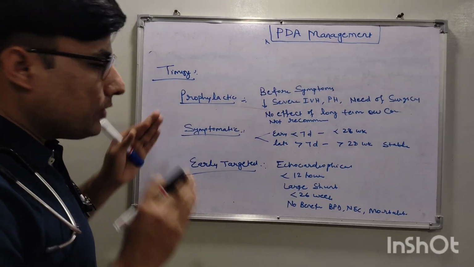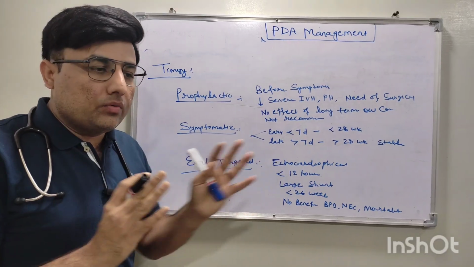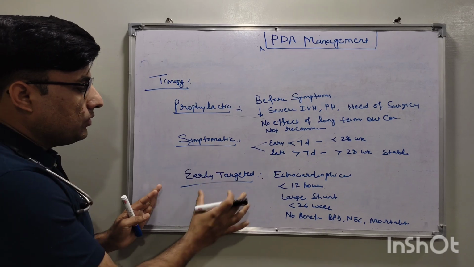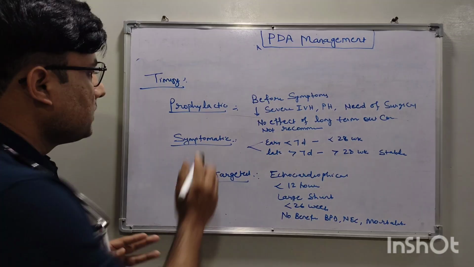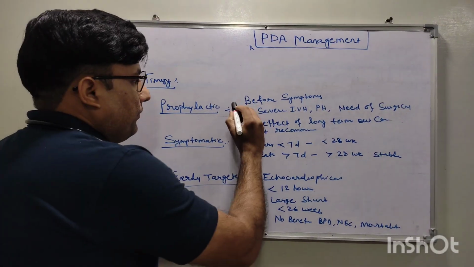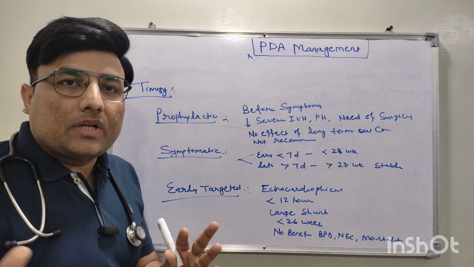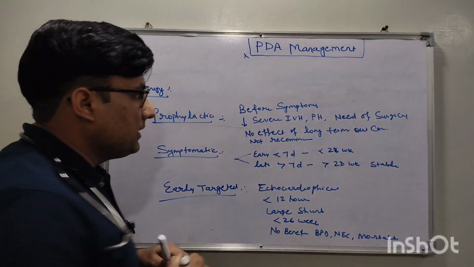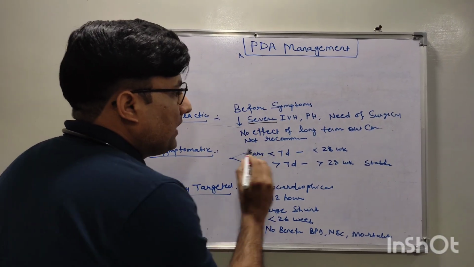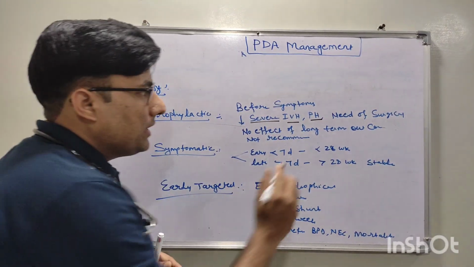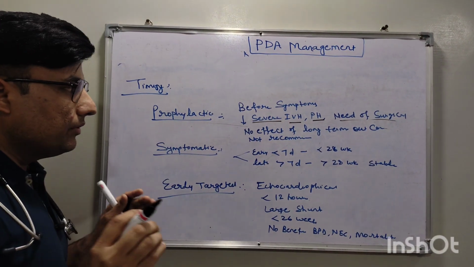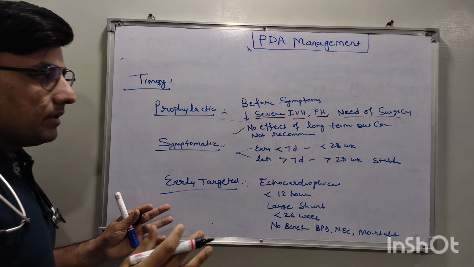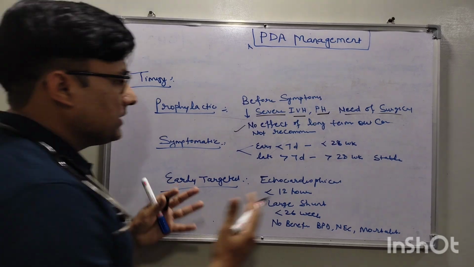Next, coming to the appropriate timing of PDA closure, when to close the PDA. Three approaches are there. First is prophylactic closure, symptomatic closure and early targeted approach. Prophylactic closure means we are closing the PDA before the start of symptoms. There are no symptoms of the PDA, still we are closing it prophylactically. It reduces the risk of severe IVH, reduces the risk of pulmonary hemorrhage, and the need for surgical closure is also reduced. But it has no effect on long-term outcomes like mortality, neurodevelopmental impairment, etc.